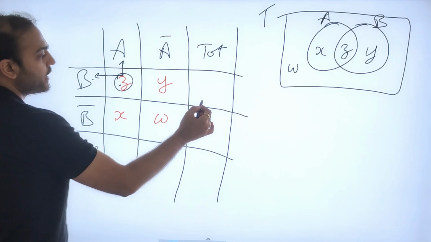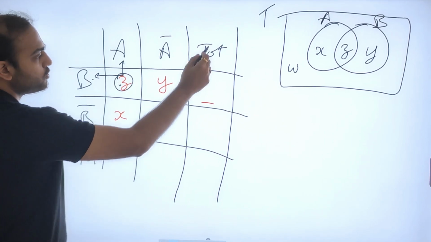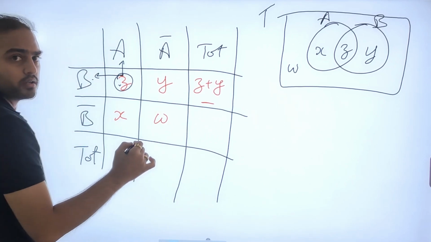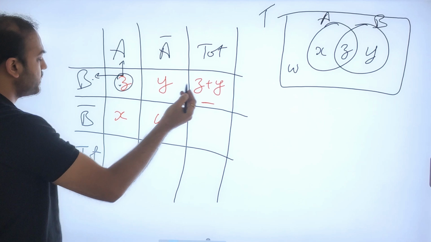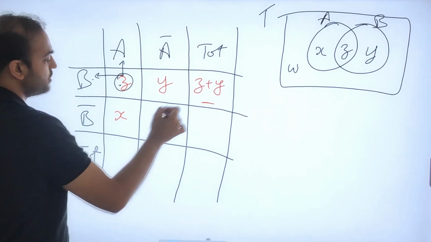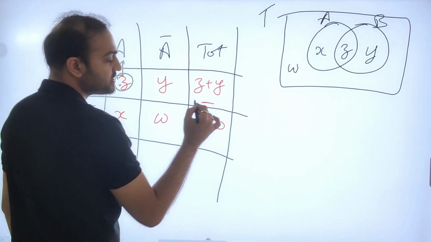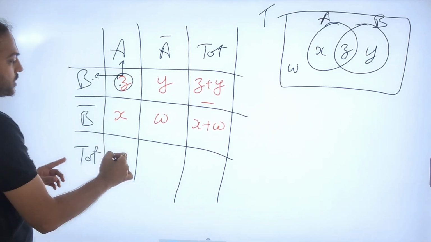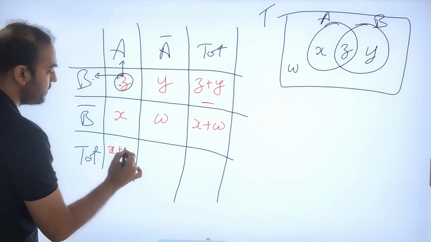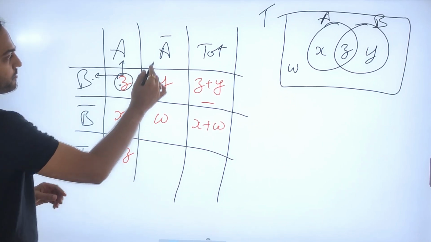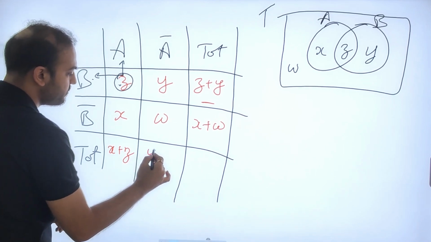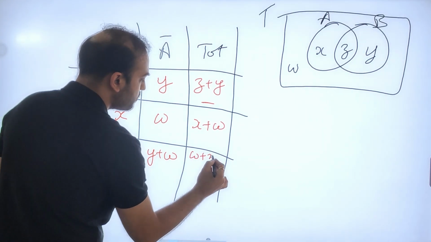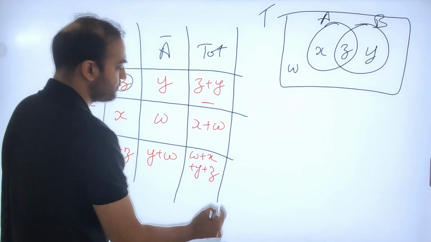So if I look at this element now, that's total B, which is simply the addition of these two, Z plus Y. This is total not B, that is X plus W. This is total A. Total A is X plus Z. Total not A, which is Y plus W. This is your total, which is W plus X plus Y plus Z.